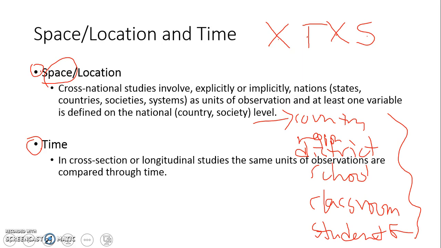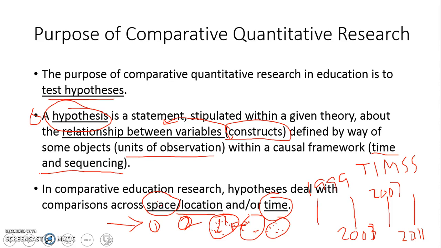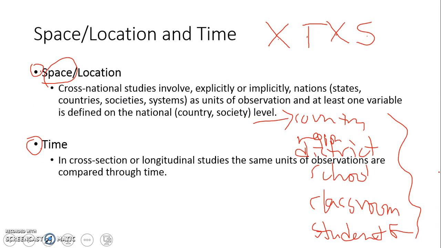For time, I gave an example on the last slide for the TIMSS cycle. Actually, the TIMSS itself started in 1995, and then has been every 4 years since then. So 95, 99, 2003, 2007, 2011, 2015, there'll be another one in 2019, and on it goes. PISA is on a similar cycle, except instead of every 4 years, it's every 3 years.